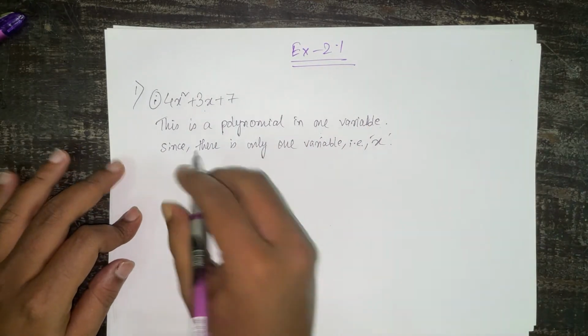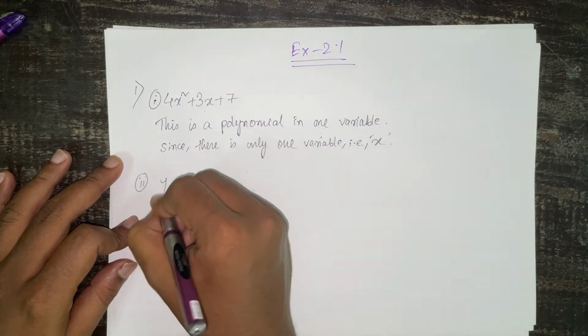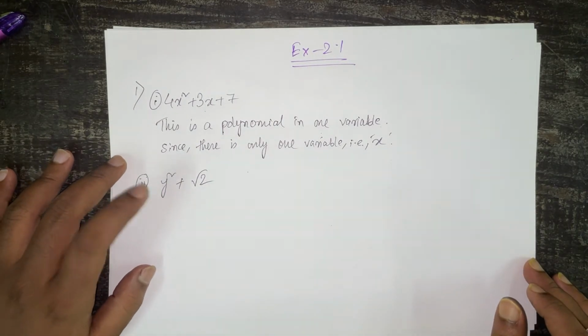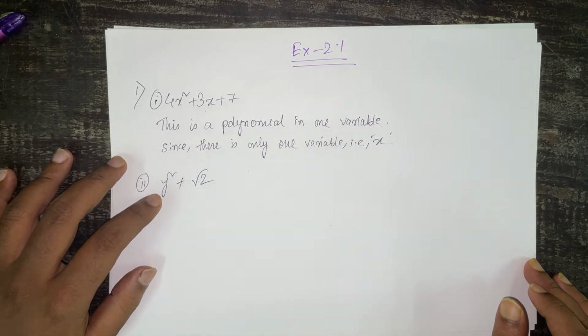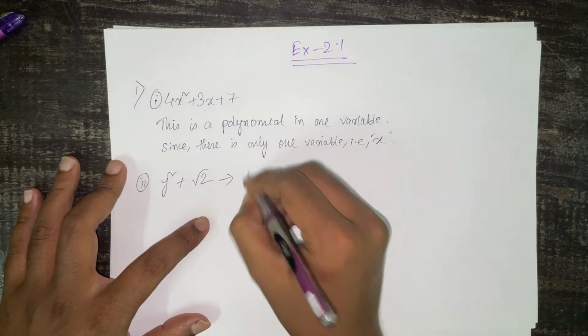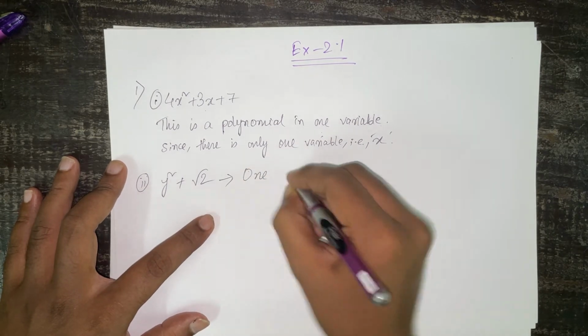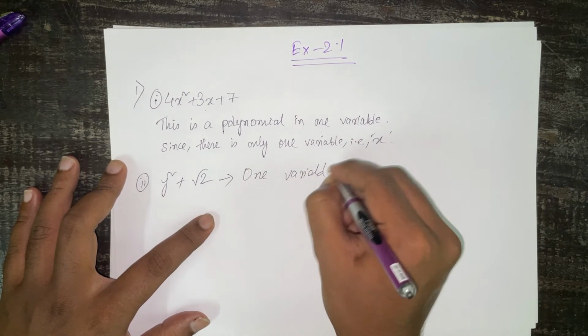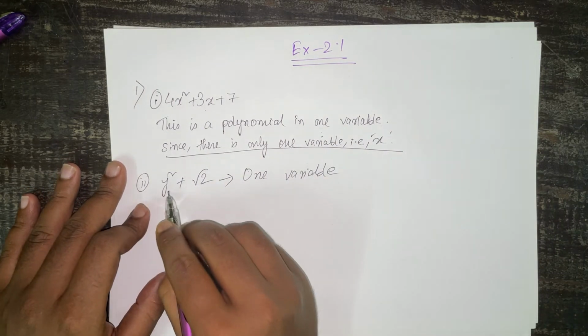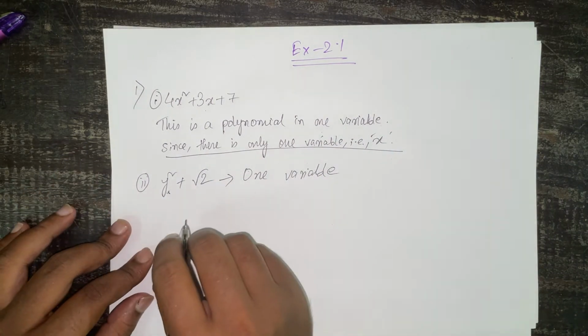Let's see another one. Suppose number 2, try to guess the answer. y square plus root 2. So the variable is y, and there is only a single type of variable, there is no other type of variable. So this is also a polynomial in one variable, and you can write the reason like this: since there is only one variable, that is, here we have y. Okay, let's move on to another one.